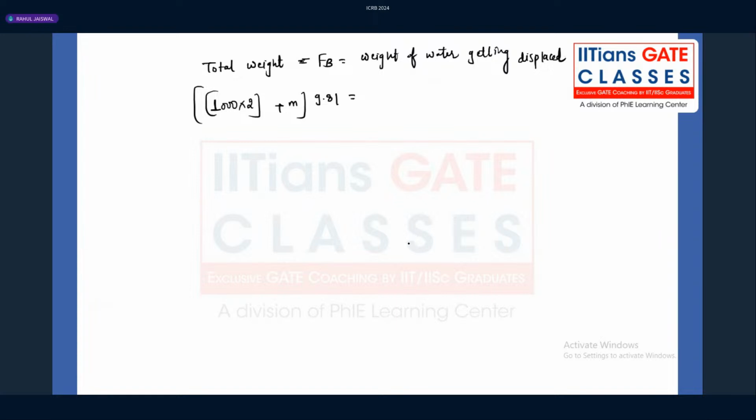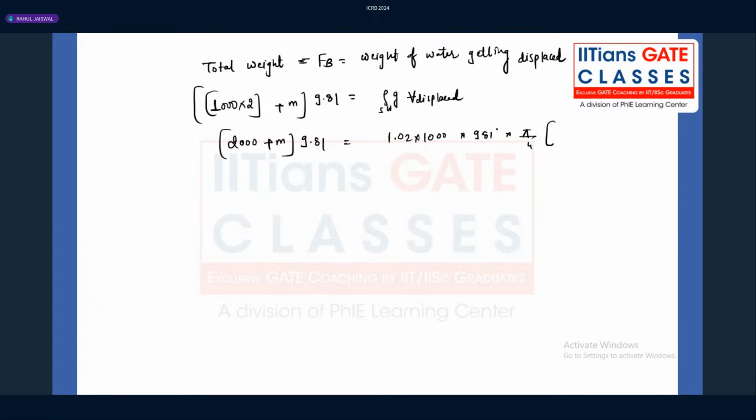What is the weight of the water which is getting displaced, guys? Everybody knows that. It is rho g into the volume of the displaced liquid. So (2000 plus m) into 9.81 is equal to rho times the volume of the liquid which is getting displaced. What is the volume of the seawater? Rho g into V. But what is the rho? It is 1.02 into 1000 into 9.81. What is the volume? Pi by 4.